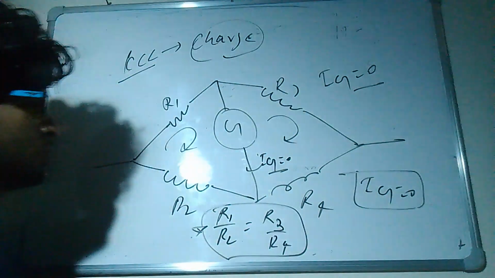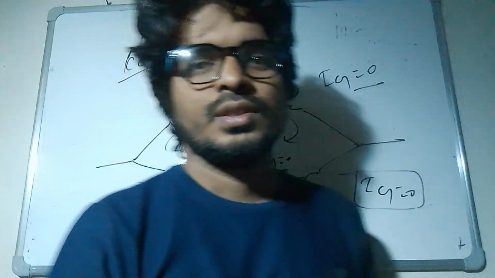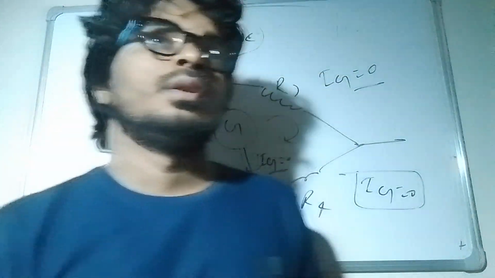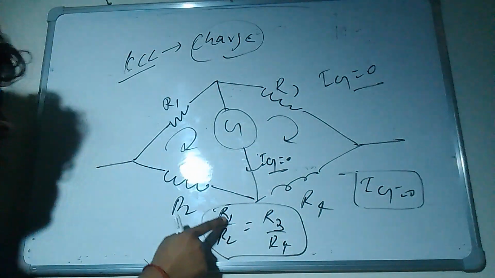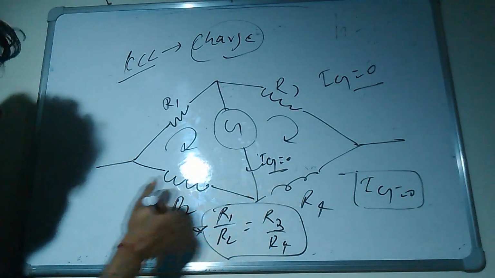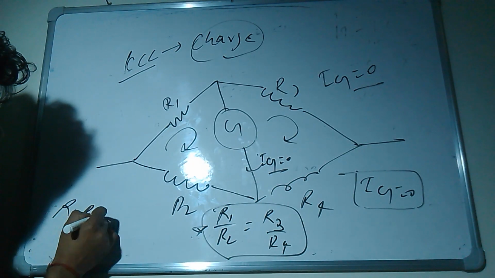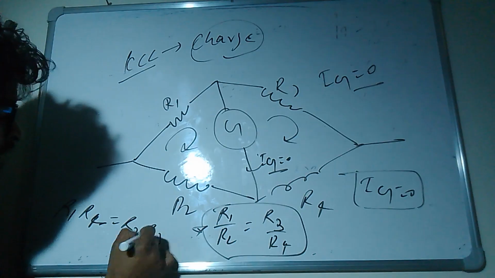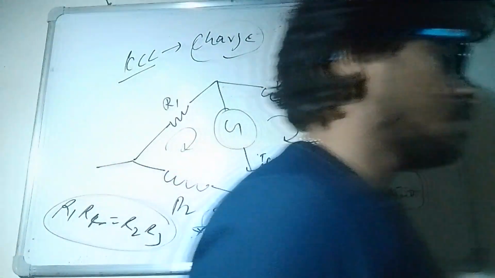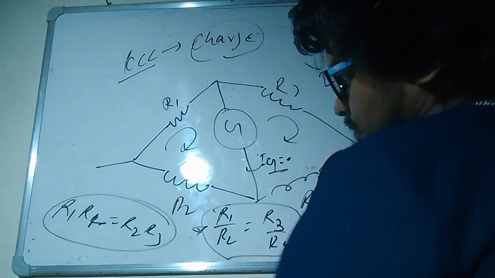Sometimes the Wheatstone bridge is also unbalanced, so you should not be rigid that your Wheatstone bridge is always balanced. In the balanced situation, Ig equals 0. Some people also remember this as R1 into R4 equals R2 into R3. You can also say it this way. Now, how can we apply this concept?